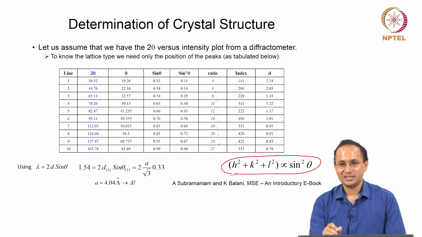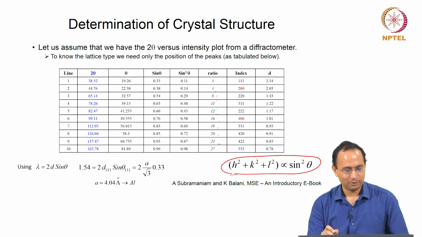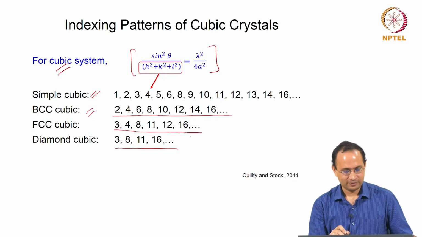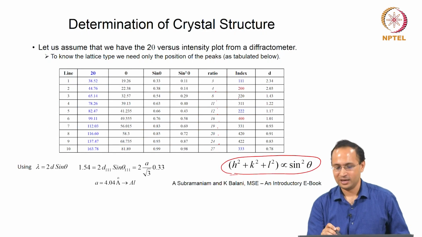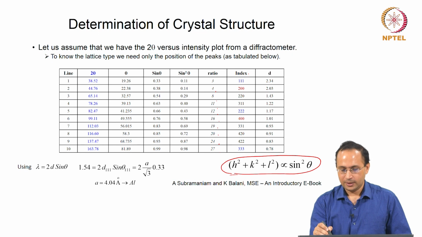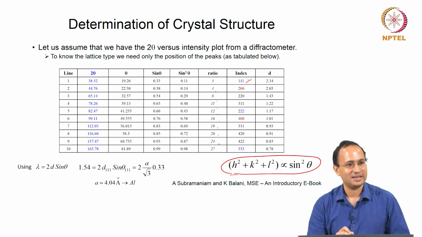Now, once you know these ratios, it tells you immediately, once you see 3, 4, 8, 11, 12, that it is like FCC, that is the pattern. So, you can tell, okay, this is FCC. Now, to get h square plus k square plus l square equal to 3, you need to have HKL as 111. So, now you write the index, for 4 the possibility is 200. So, you can write these planes here.